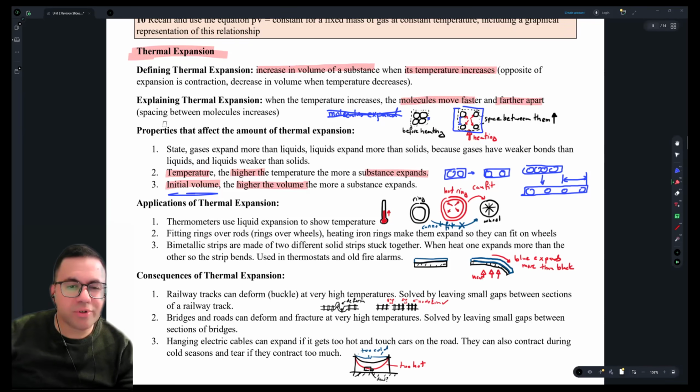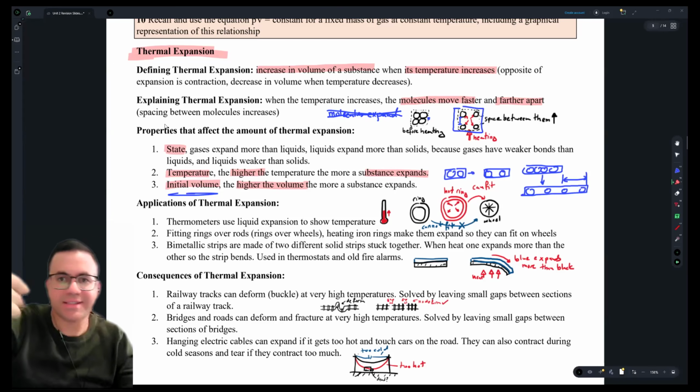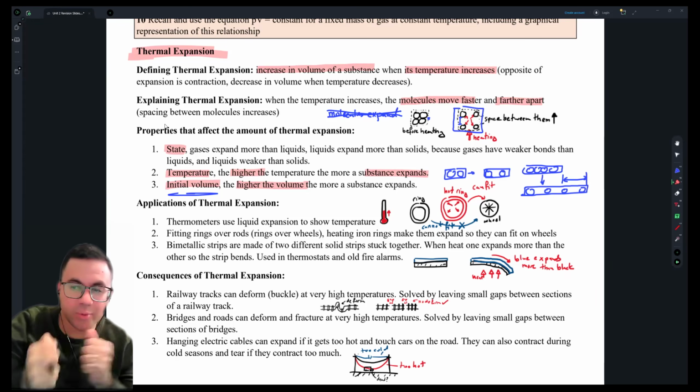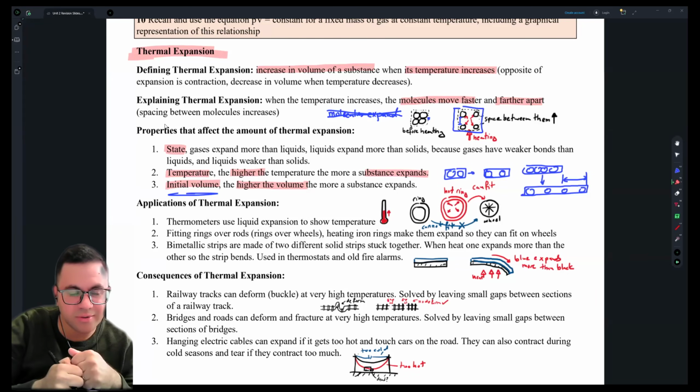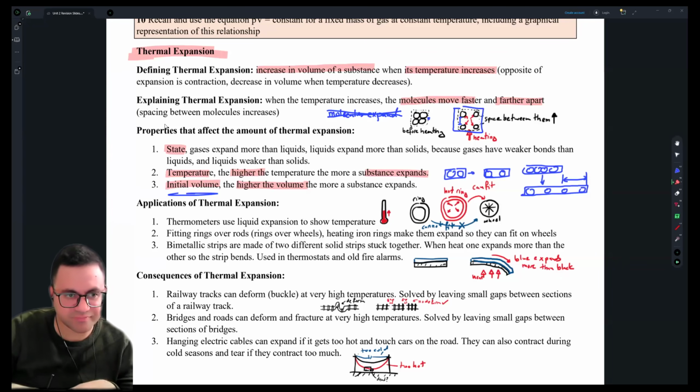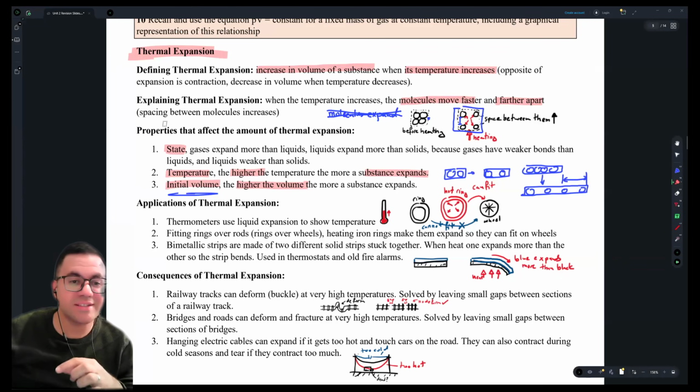But most importantly is the state. Gases expand more than liquids. Liquids expand more than solids because gases have very weak bonds in the molecules, whereas liquids and therefore solids have stronger bonds. Okay? So it's easier for gases to expand than liquids and easier for liquids to expand than solids.